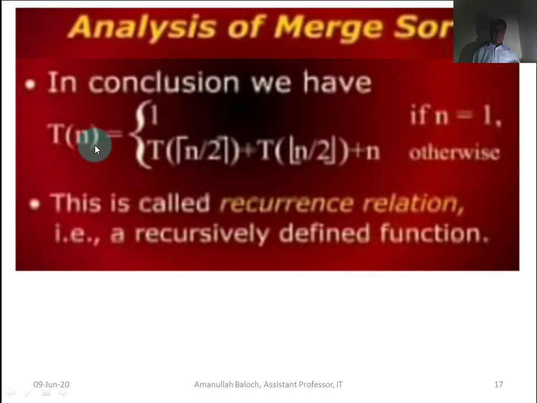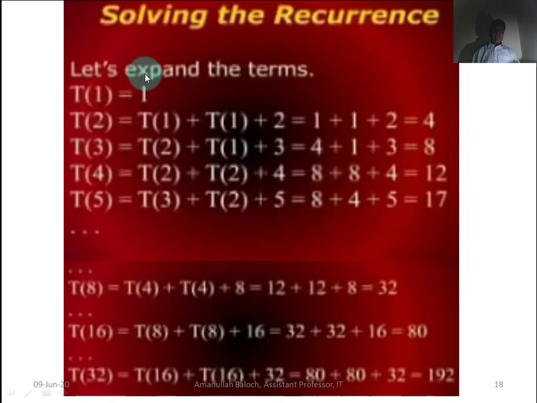Then this 4 element array will again call merge sort, and this 4 element array will again call merge sort, and will try to calculate its running time. Here we analyze the merge sort. Let us expand the term of the recurrence relation, that is the second term. This is our base value, T of 1 is equal to 1.